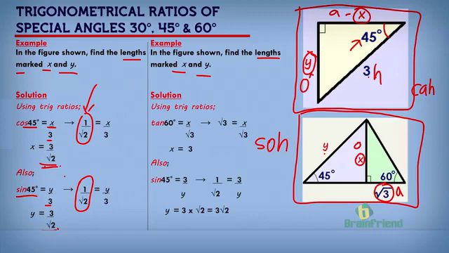To find x, we simply say tan 60, that is, opposite and adjacent, of course. TOA, T is in play. From the ratios that we derived earlier, tan 60 degrees is simply root 3. So we say root 3 is equal to x over root 3. Cross multiplying, we have root 3 times root 3, and that gives us 3 as an answer. So x is 3. Next, let's find y. Now we know x to be 3. We want to find y.